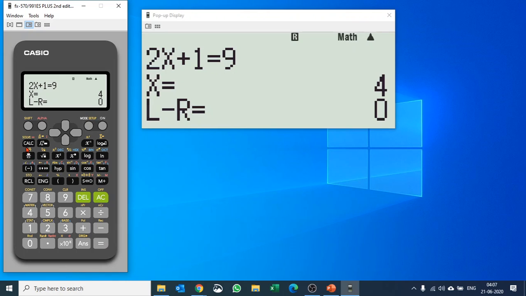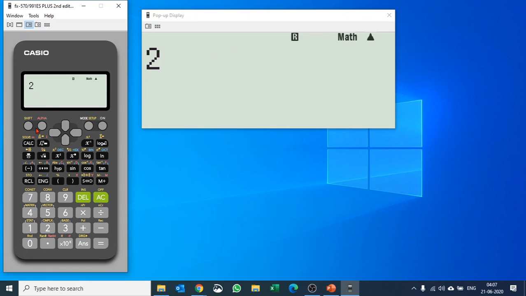On the other side, you can use calc as well. So if you write 2x minus 1, and you would like to solve this expression when the value of x is 7, for example, you hit calc, you give the value of x as 7. It gives the value 13. 7 times 2 is 14, minus 1, 13. So these are some of the basic functions there.